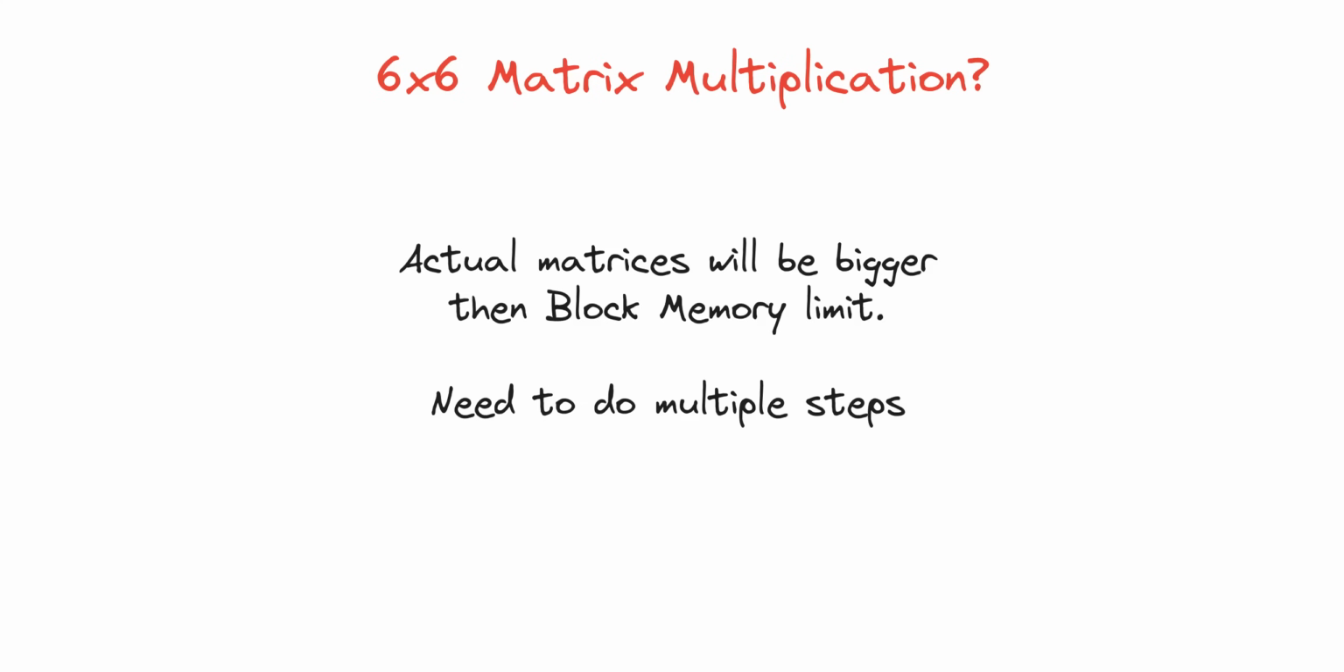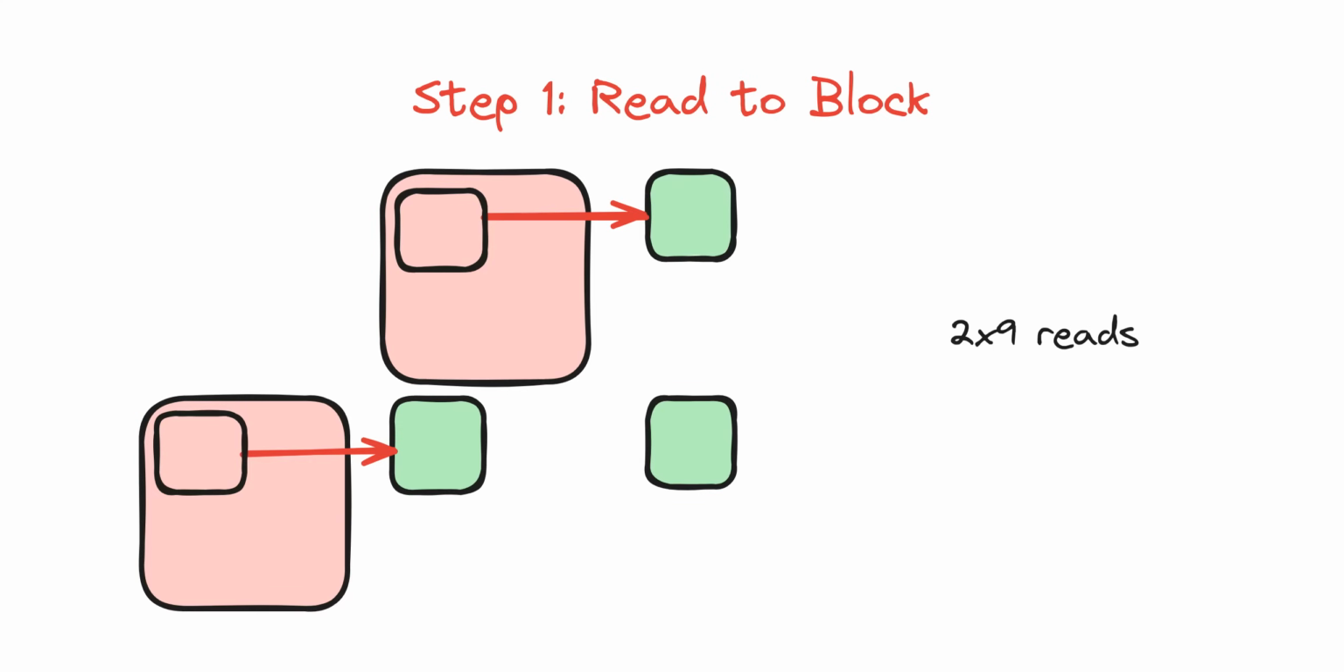Recall that I mentioned that blocks have to be a fixed size, and so we can't scale this approach to arbitrarily large matrices. You might ask then how you would do a 6 by 6 matrix multiplication with blocks of the same size. And the answer is that you end up having to do it in multiple steps. For step 1, instead of reading in the entire matrix, we read in a 3 by 3 block of each of the A and B matrices.